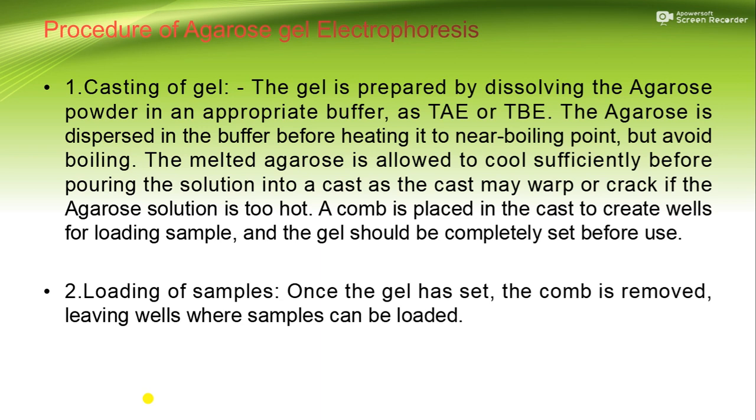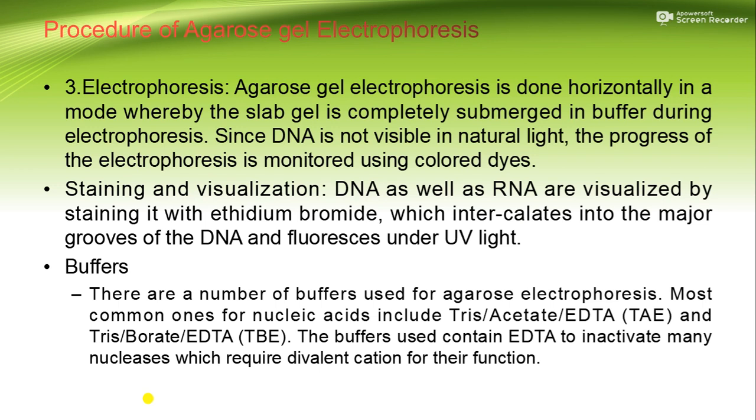A comb is placed in the cast to create wells for loading sample, and the gel should be completely set before use. 2. Loading of samples. Once the gel has set, the comb is removed, leaving wells where samples can be loaded. 3. Electrophoresis. Agarose gel electrophoresis is done horizontally in a mode whereby the slab gel is completely submerged in buffer during electrophoresis. Since DNA is not visible in natural light, the progress of the electrophoresis is monitored using colored dyes.